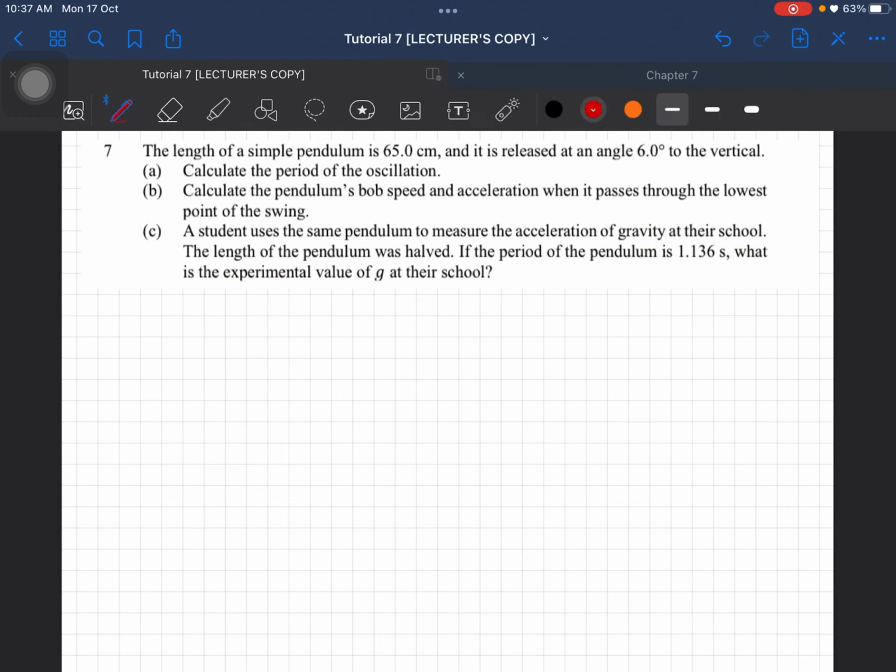Wow, oh my god, what question is this? Okay, so it might sound hard, but I don't really think it's hard. You just have to remember the equation. That's just my tip.